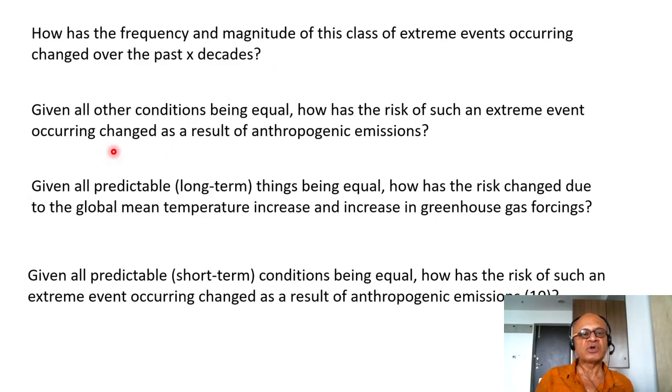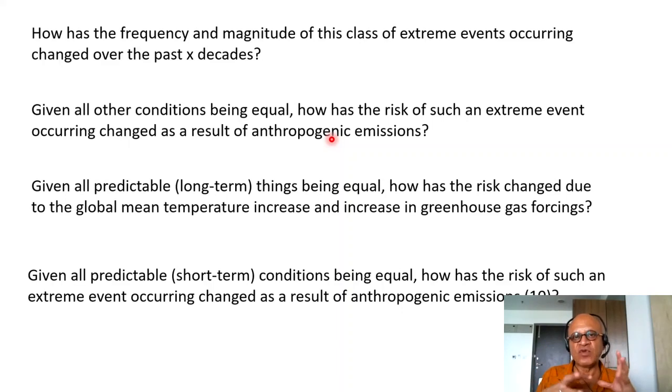The other question answered could be, given all other conditions being equal, how has the risk of such an extreme event occurring changed as a result of anthropogenic emissions? So in this case, you could be doing just the simulation with and without emissions. You could be removing aerosols, you could be removing CO2, you could be removing all greenhouse gases for a particular event, and assume that the natural variability is similar to before, and just say that the risk of such an event has changed because now the CO2 levels are different than before.